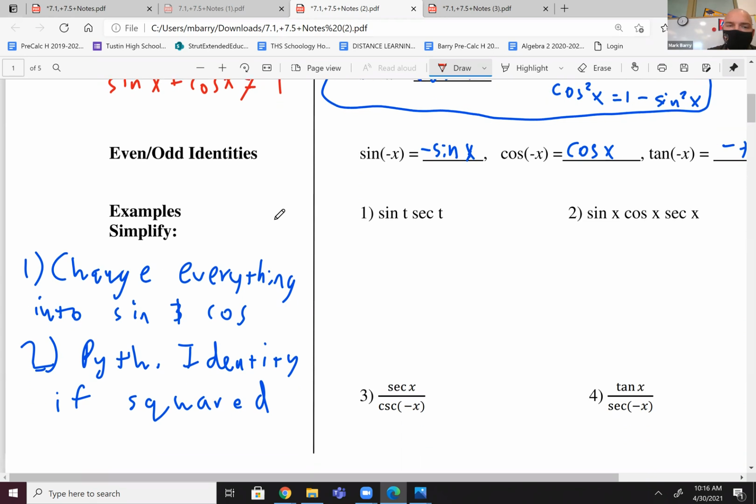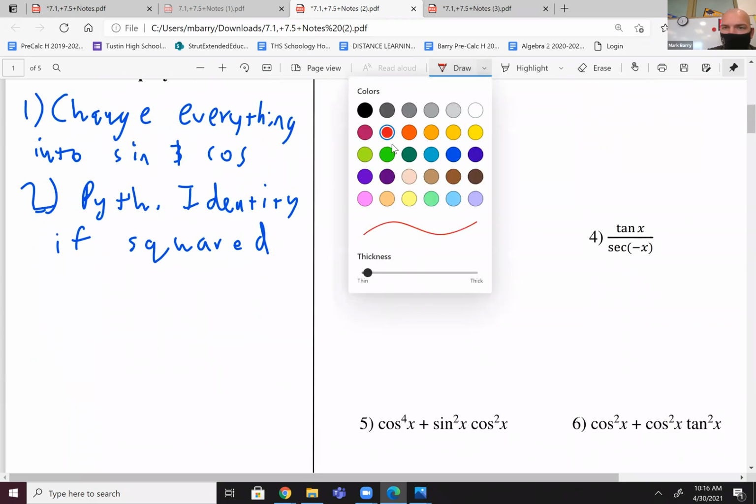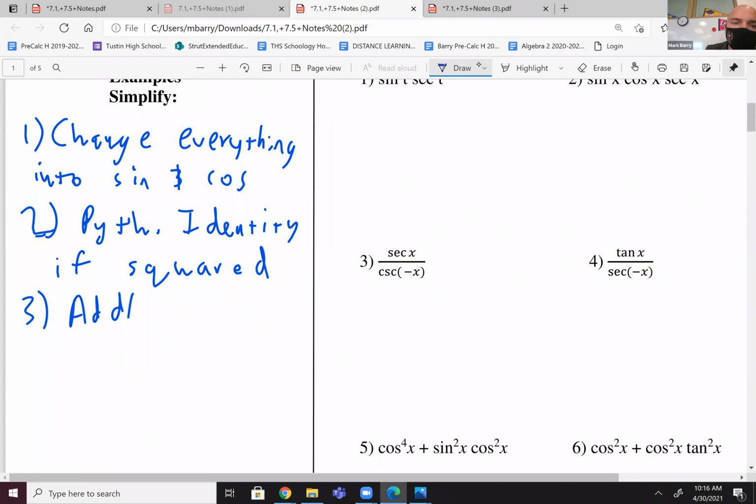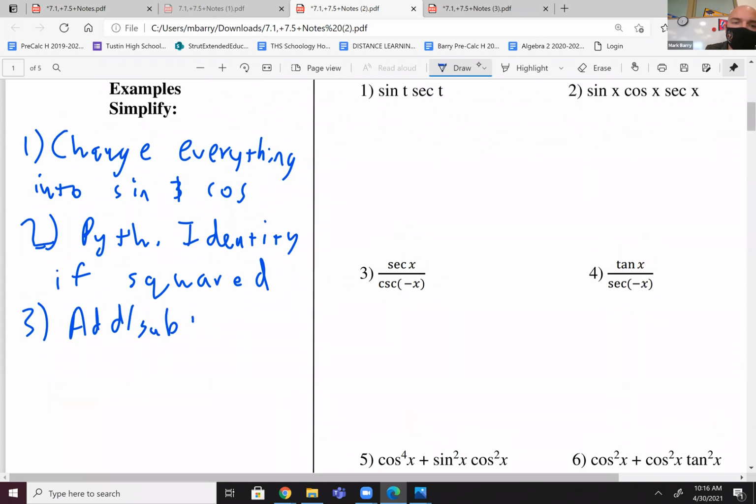All right. What's the third plan of attack? I'm going to say the third plan of attack is add or subtract fractions with common denominator, of course.